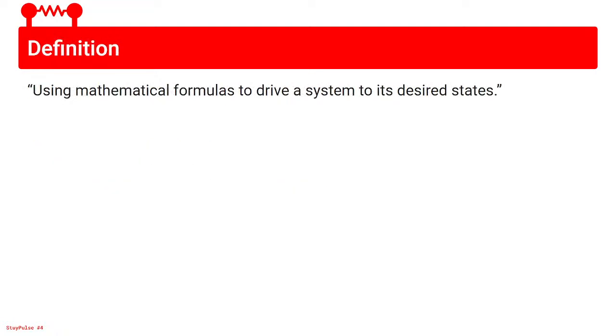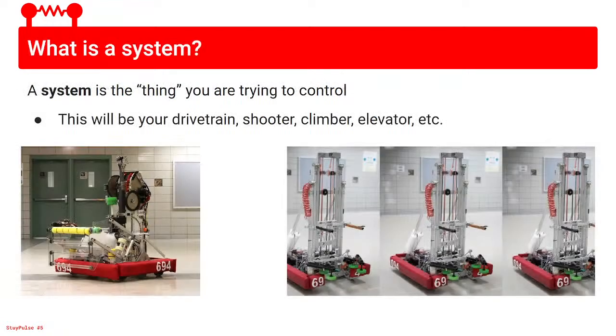But then, this is a simplified textbook definition: using mathematical formulas to drive a system to its desired states. There are clearly a couple of terms in here, and they spoil the surprise that there's a lot of math involved. But let's get into defining some of these terms, and then maybe we can make this useful. So the system is simply the thing you're trying to control.